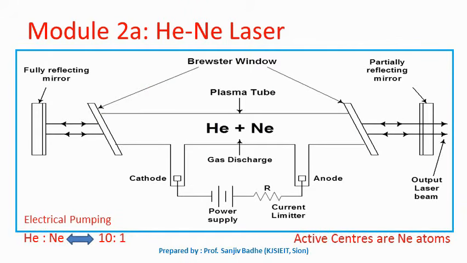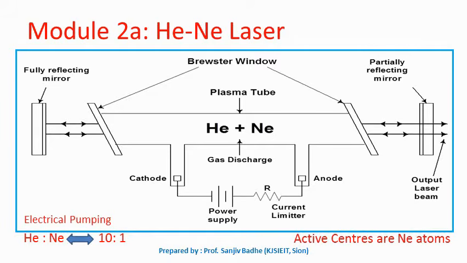Second one is the helium neon laser. It is a gas laser. Helium and neon both are gases, so it is a gas laser. Now this diagram shows us the construction of the helium neon laser. It consists of one gas discharge tube. Gas discharge means what? Passage of current through the gas.